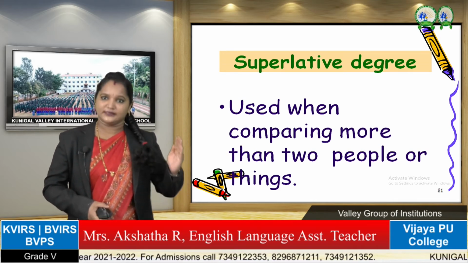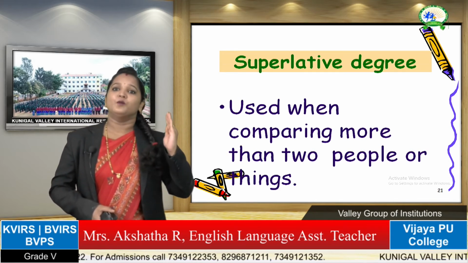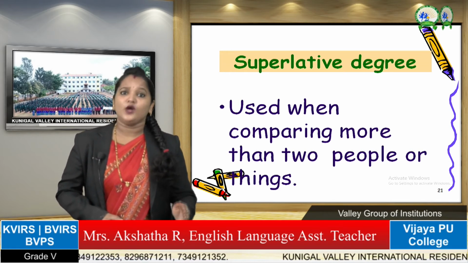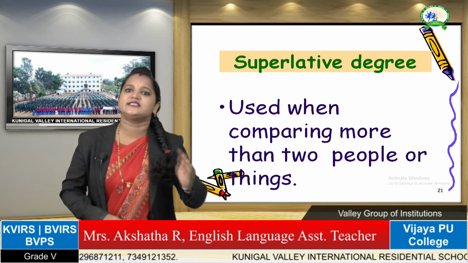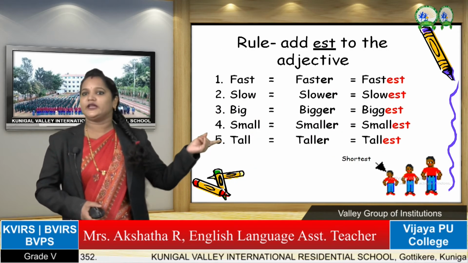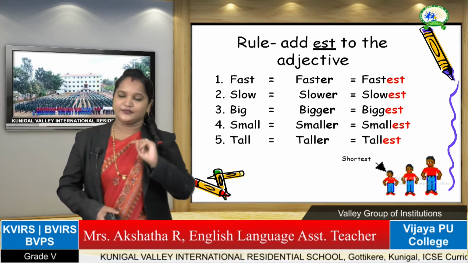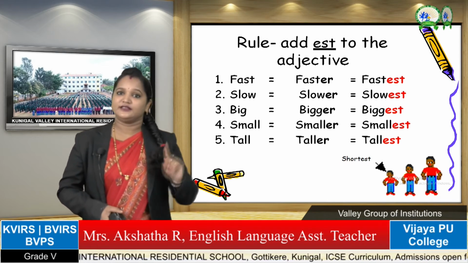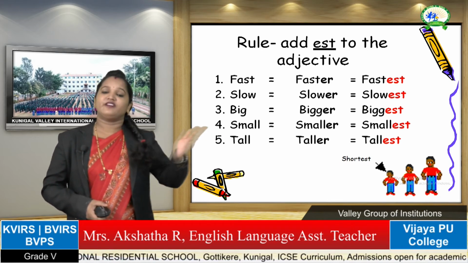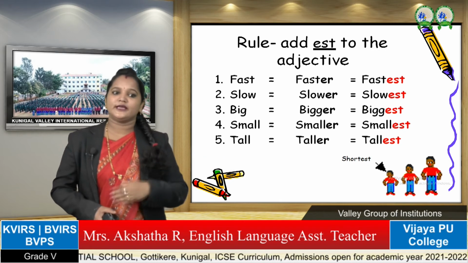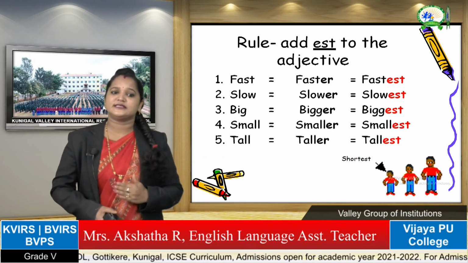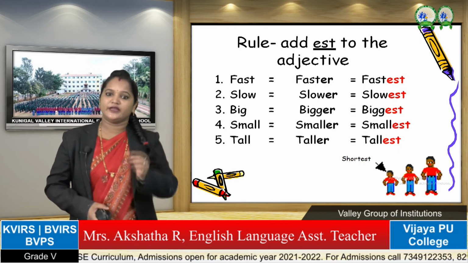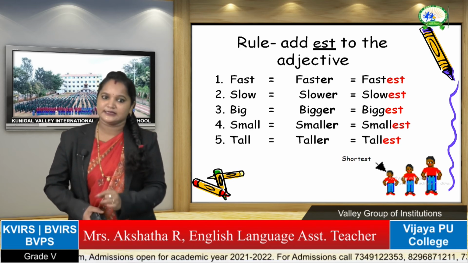At the same time, when you are comparing more than two things or two people, it is superlative degree. Now let us know how to frame superlative degrees of adjectives. In the comparative degree, we used to add er to the adjective. Here we are going to add est to the adjective. Fast becomes fastest, slow becomes slowest, big becomes biggest, small becomes smallest, tall becomes tallest. So we are adding est everywhere.